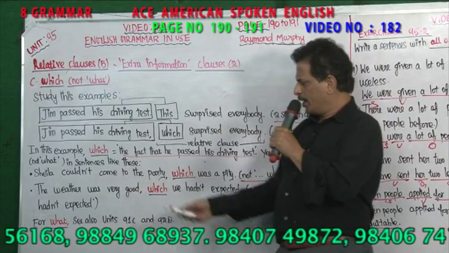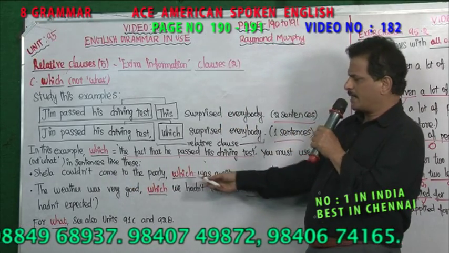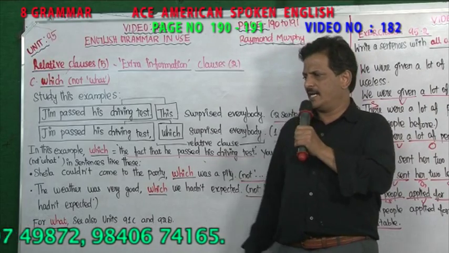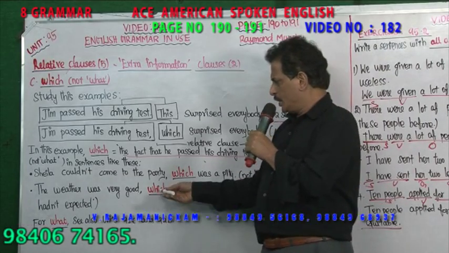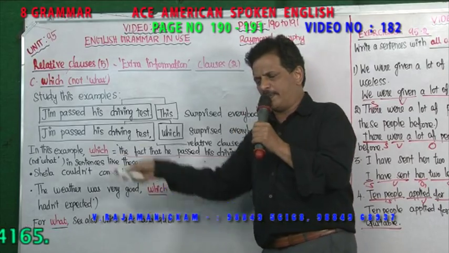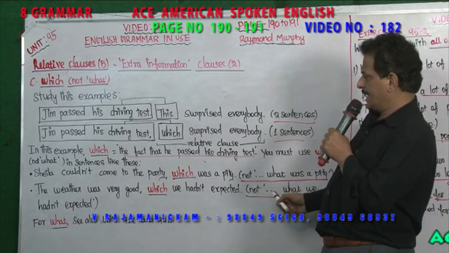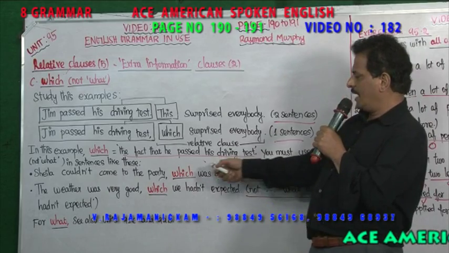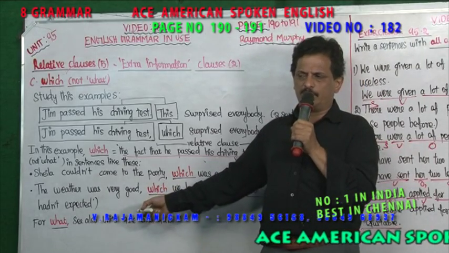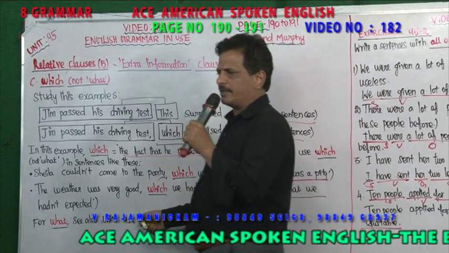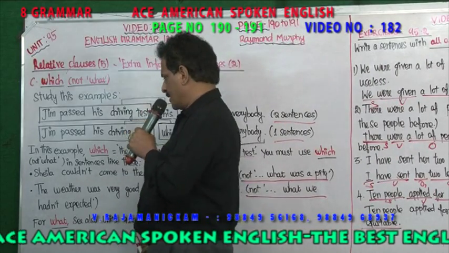The weather was very good, which we hadn't expected. இதை நாங்கள் எதிர்பார்க்கவில்லை. இன்று குளு குளு என்று அழகாக நன்றாக இருக்கிறது. So இந்த which என்பது the weather was very good ஐ குறிப்பிடக்கூடியதாக இருக்கிறது. Not what we had expected. So இங்க what பயன்படுத்தக்கூடாது, which என்று பயன்படுத்த வேண்டும். ரைட்டுங்களா? இதை தனி வாக்கியமாக சொல்ல வேண்டும் என்றால் this என்று வர வேண்டும்.